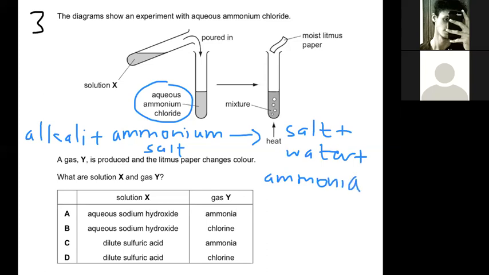Therefore, solution X has to be an alkali. Over here, C and D cannot be the right options. And ammonia gas is produced. The characteristic of ammonia gas is that it is an alkaline gas, so it changes red litmus paper to blue. Therefore, A is the correct option.